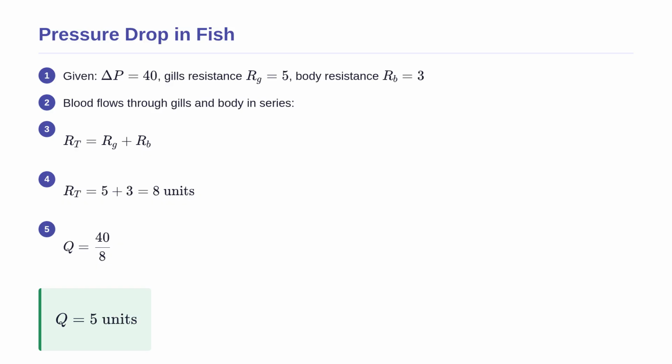Let us apply this physical principle to a real biological scenario, a fish. A fish has a single circulation plan where blood flows through the gills and the body in series. We are given a pressure difference of 40 units. The gills create a resistance of 5 units, and the body creates a resistance of 3 units. Because they are in series, we first add the resistances together to get a total resistance of 8 units. Using our flow equation, we divide the pressure of 40 by the resistance of 8. The final blood flow is 5 units.